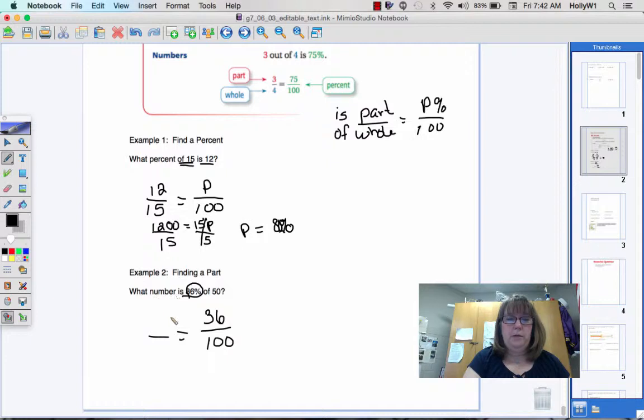And then what number is? Well, that means that we don't know what that is, and that is the part, so that is our variable. And then of 50 is the whole, so it goes down here. And again, we're going to cross multiply, so 100a is equal to 36 times 50. 36 times 50 is 1800. Divide both sides by 100 from our algebra days. So the part is equal to 18.